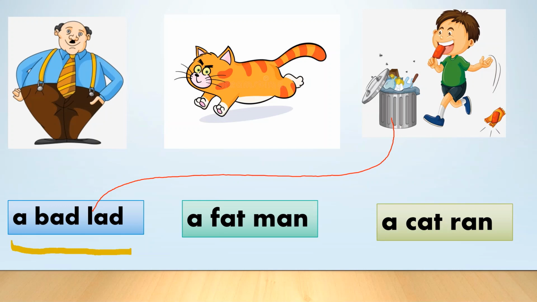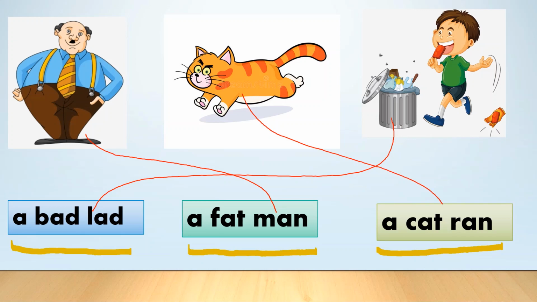Now, let's read the second phrase. Read along with me. A fat man. Can you find out the correct picture to this phrase? Guess. Yes, the first picture. Let's match it. Awesome. Now, let's read the last phrase. Read along with me. A cat ran. And here we find the correct match to this phrase. Wow! Wonderful!